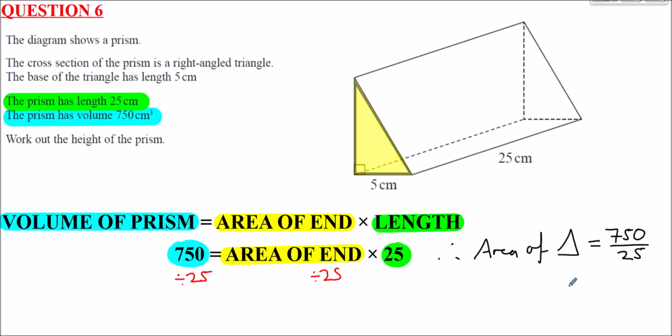75 divided by 25, you can fit 3 25s into 75, pop on the 0, gives us 30. So the triangle is 30 squared centimetres, but we want to work out the height of it, call it h. So the area of a triangle, you should know, is the base, which is 5, times the height, which we've labelled as h, all divided by 2. That's how we find the area of a triangle.